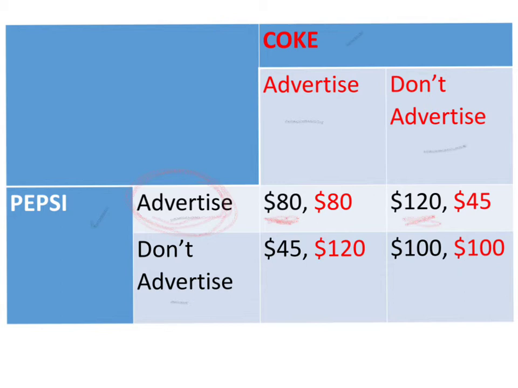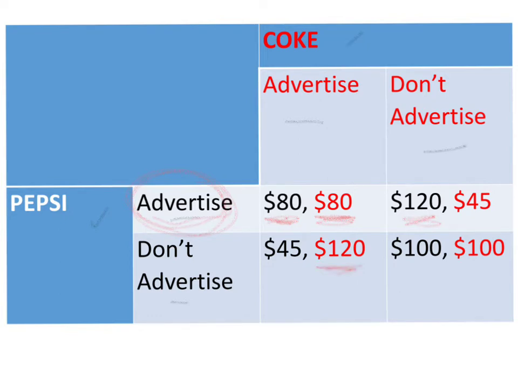Okay, let's see what's happening with Coke's decision making. If Pepsi was to advertise and Coke knew that Pepsi was going to be advertising, Coke, whose payoffs are in red here, could either advertise or not advertise. The higher payoff for them, of course, is to advertise. If Coke knew that Pepsi was not going to advertise, they could either advertise or not advertise. The better payoff for them, of course, is to advertise.